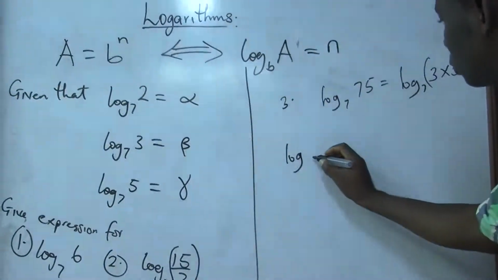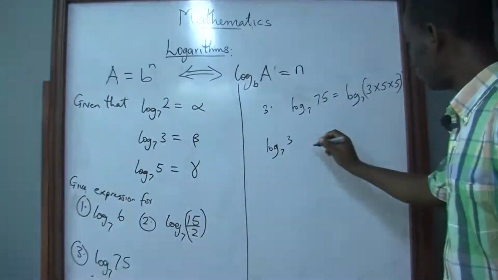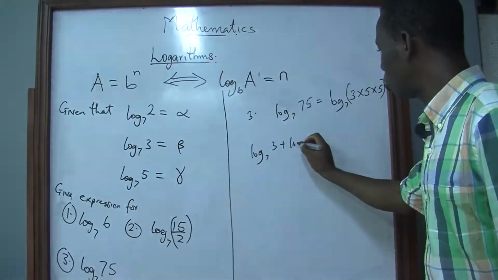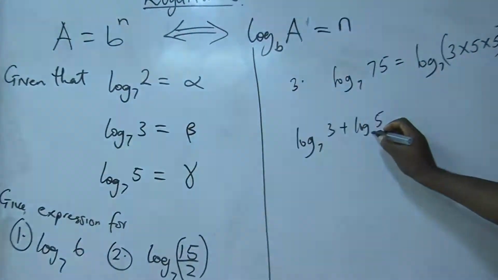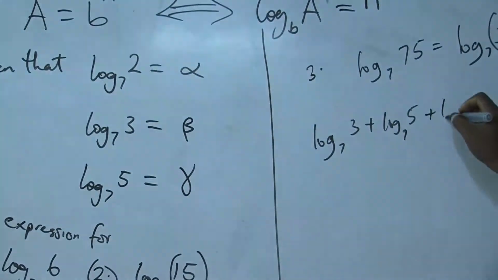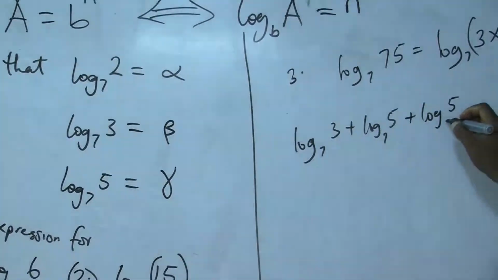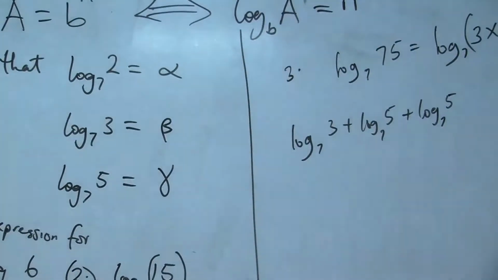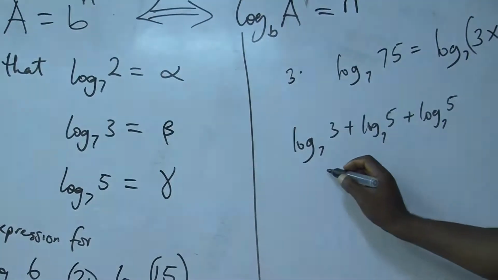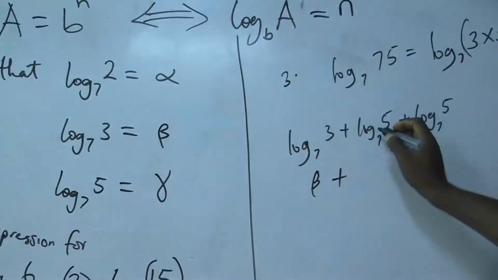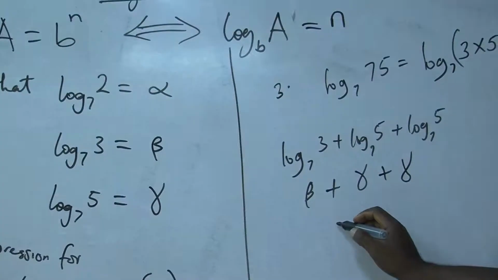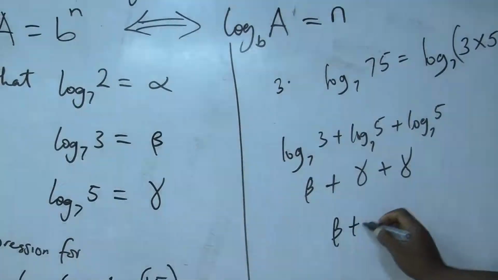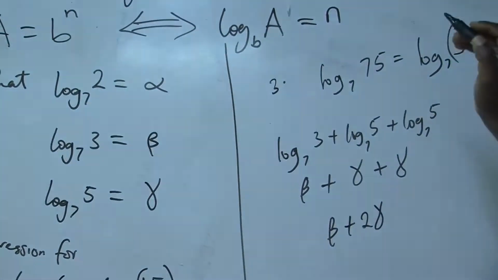Log 3 plus log 5 in 7 plus log 5 in 7. So we have this to be beta, plus this is gamma, plus this is gamma. That is beta plus 2 gamma. That is the expression.